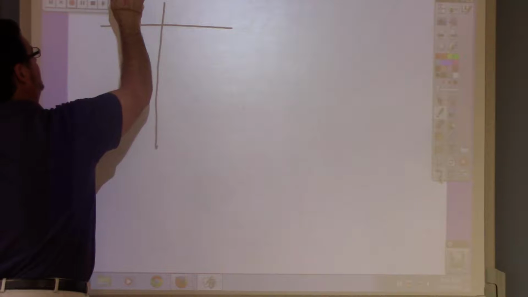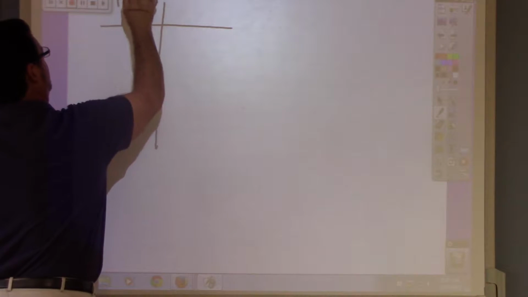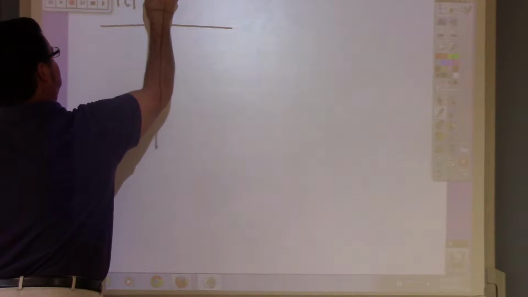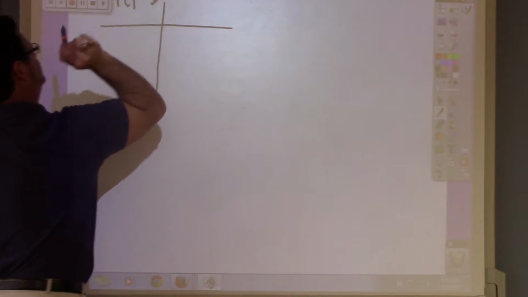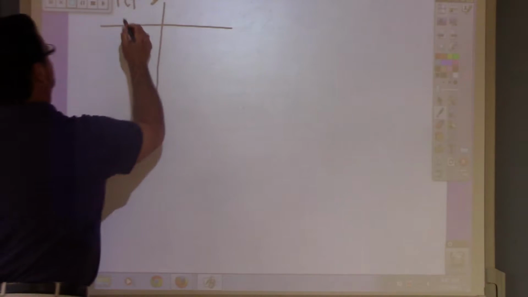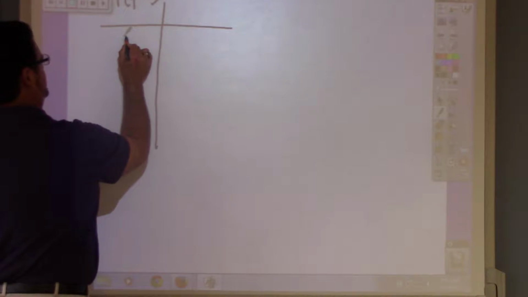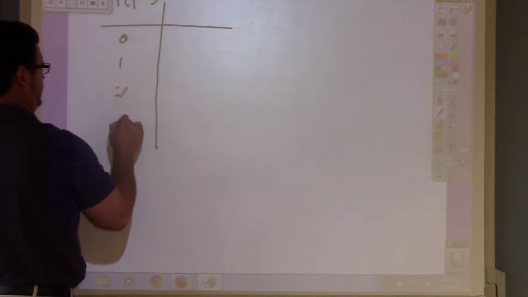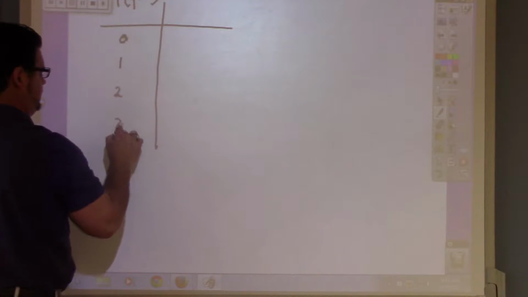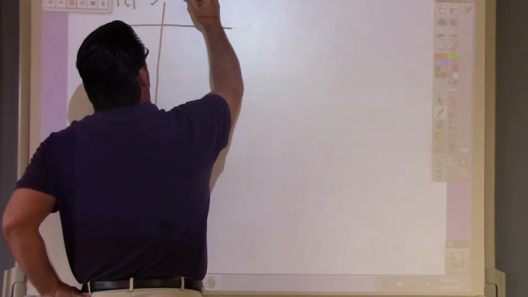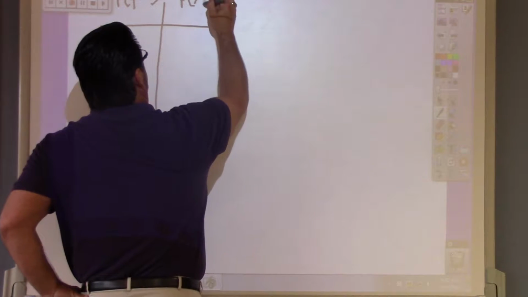Let's do it this way. There. Probability of girls. I just have to write like a second grader. Probability of girls, and that means 0 girls, 1 girl, 2 girls, and 3 girls. And over here is basically the probability of that event happening.